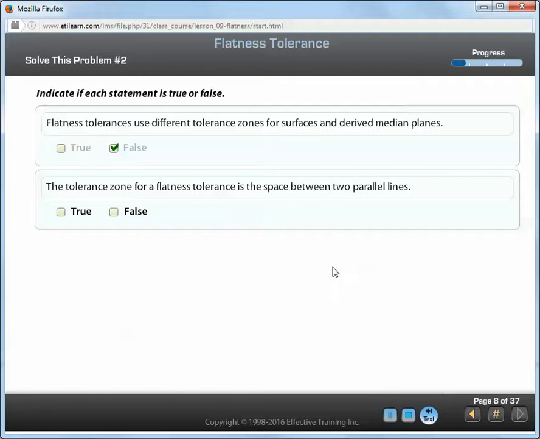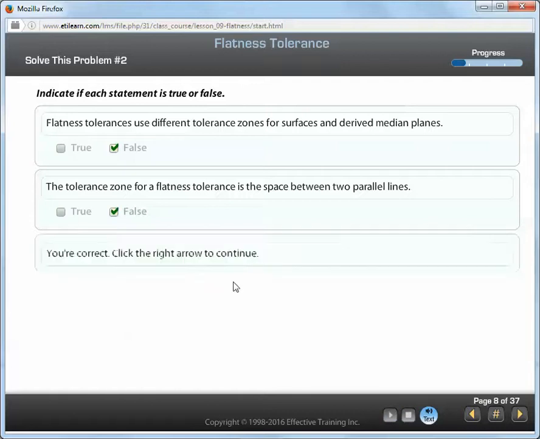The tolerance zone for a flatness tolerance is the space between 2 parallel lines. You're correct. Click the right arrow to continue.